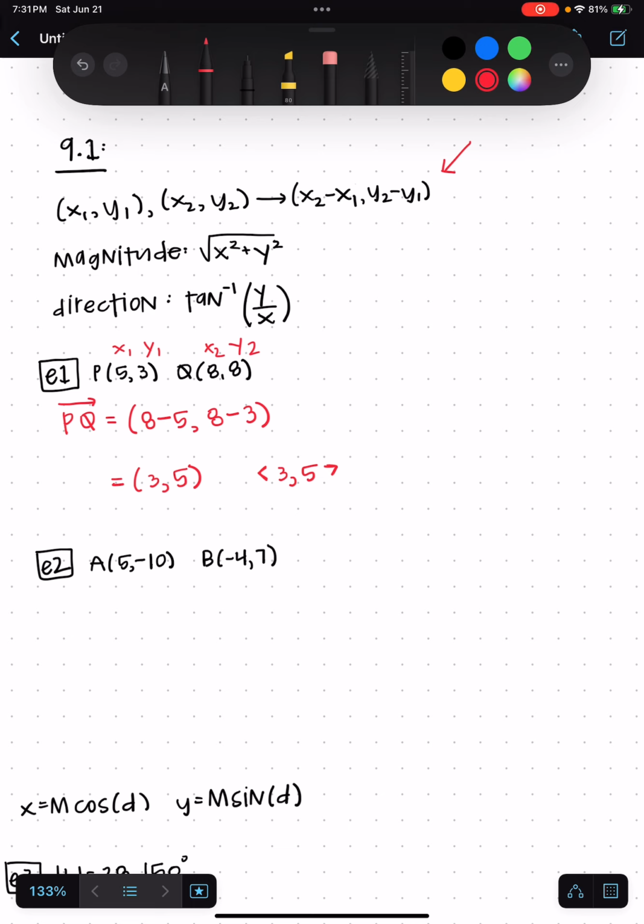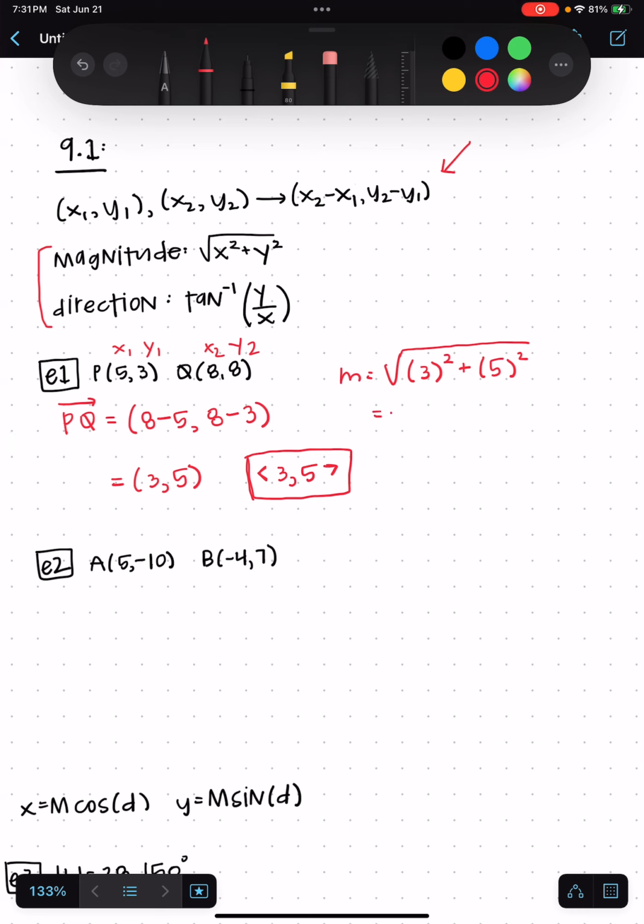And then the other thing that we have to do on these questions is also find the magnitude and direction. To find the magnitude and direction, we're going to use these two formulas. The magnitude one is easy. It's just the square root of x squared plus y squared, where the x and the y are coming from the vector we just found. So to find the magnitude in this case, I'm going to do the square root of my x squared, which is 3 squared, plus my y squared, which is 5 squared. Notice that I put it in parentheses. Make sure that you put anything in parentheses, because if it's negative, you want the squared to affect the negative as well.